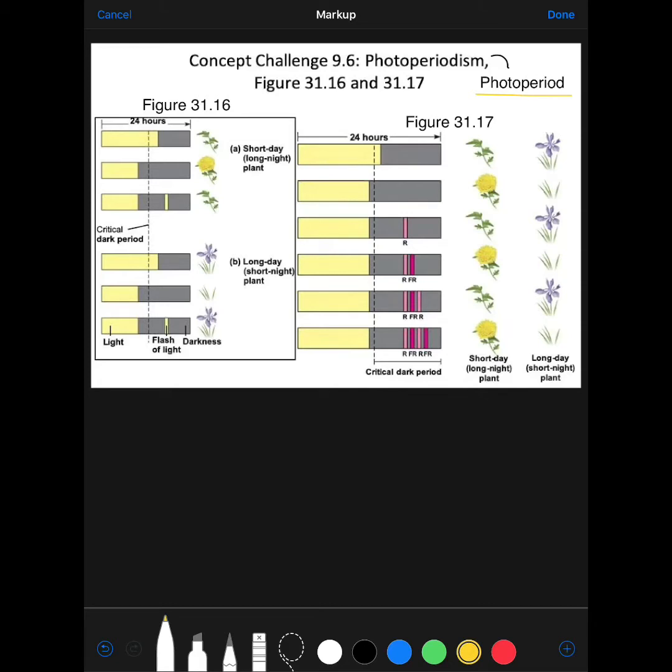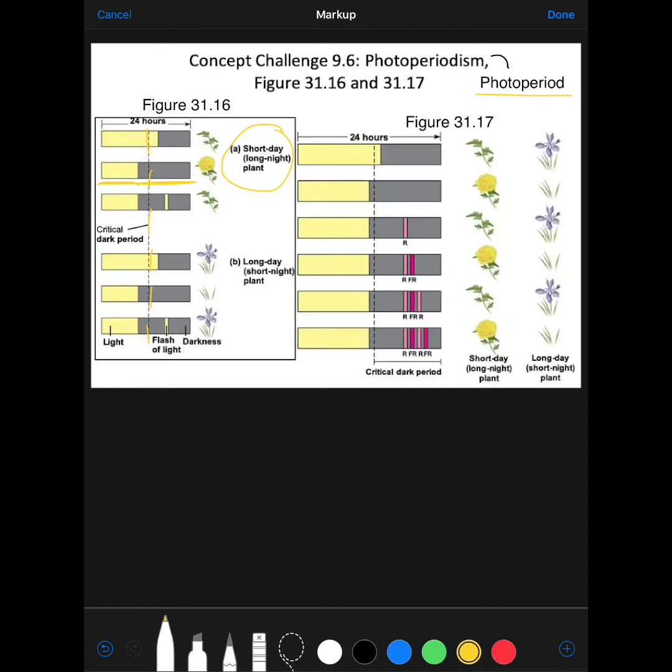In the diagrams in figure 31.16 and 31.17, the bar graphs are divided between day and night by the yellow and gray bar graphs respectively. And looking at figure 31.16, some plants are called short day plants, which means that they require a shorter day period than the critical length of a day, which is demonstrated by this line here on the diagram, which is also to say that they need a longer night period in order to flower.